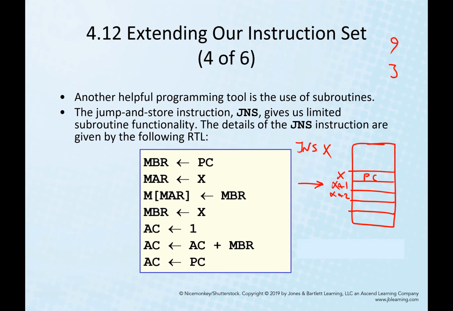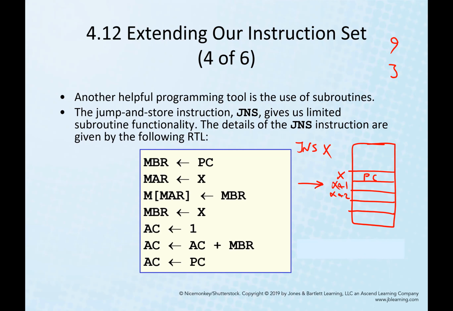Save the value of PC in address X and jump to address X plus 1. A jump is a jump, we know what a jump is, like jumping to an address. Jump is like loading the PC with X. Jump to address X means load PC with address X. But before jumping to X, we want to save the return address in location X.